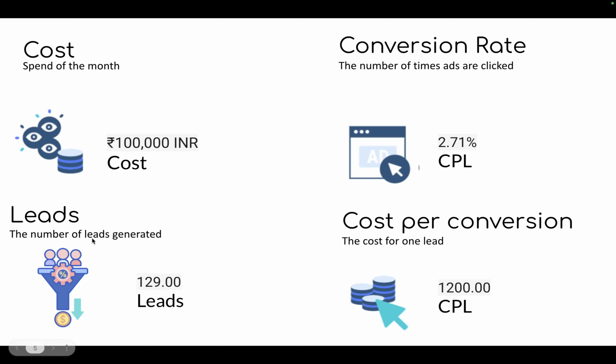Then we have the total number of leads or sales. So I have mentioned the number of sales, and the cost per conversion, which means cost per lead or cost per sale. Once you know what the company is spending in a month, what the conversion rate is, how many leads or sales the company is generating, and finally what the cost per sale is from that project, then it's quite easy for you to drive the performance in terms of improving it further.